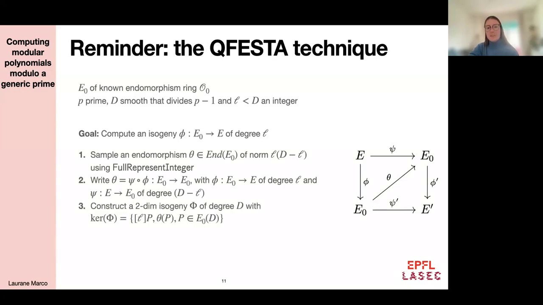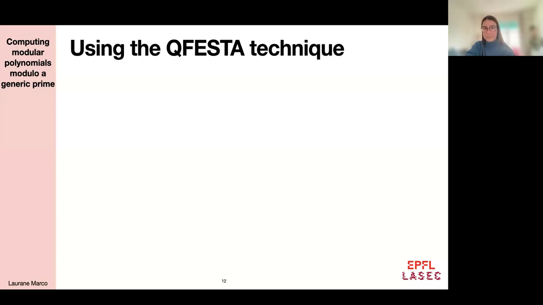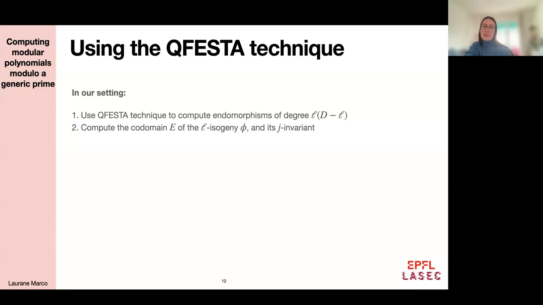And then from this, you give rise to a two-dimensional isogeny big phi of degree D, whose kernel is given by all the points LP and theta P for P in the D torsion of E0. And then you can evaluate your little isogeny phi, your L isogeny that you're interested in, as big phi evaluated on P and 0, and you can recover the image curve as well. So how do we use it in our context? You compute an endomorphism of degree L times D minus L. You compute the codomain of the L isogeny, and its J invariant. And you repeat these steps until you've collected enough J invariants.